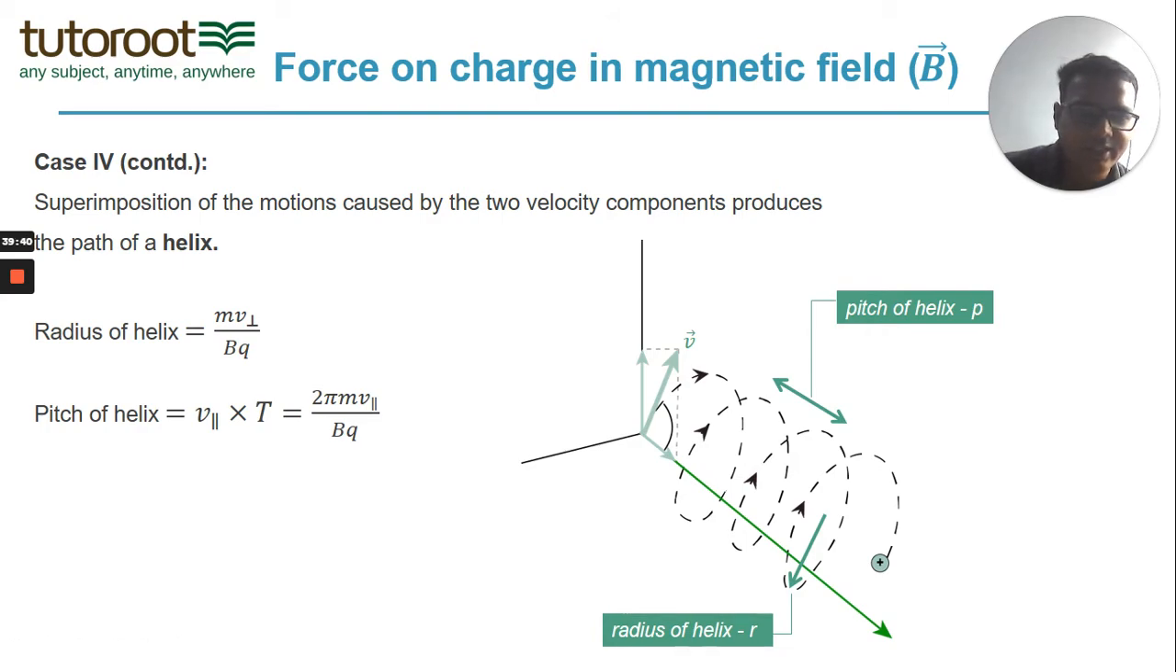So it's a helix path. If the velocity of the charged body is exactly perpendicular to the magnetic field, then you get a circle. It goes on going in the circle. But if it has a velocity even a little not perpendicular, so let's say here you can see that the angle between the velocity and the magnetic field is not exactly 90 degrees, it's somewhere in between.